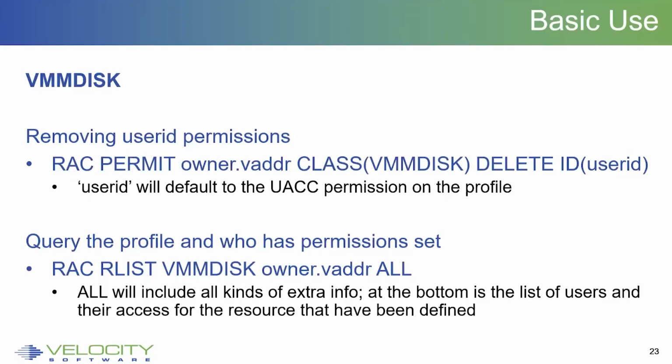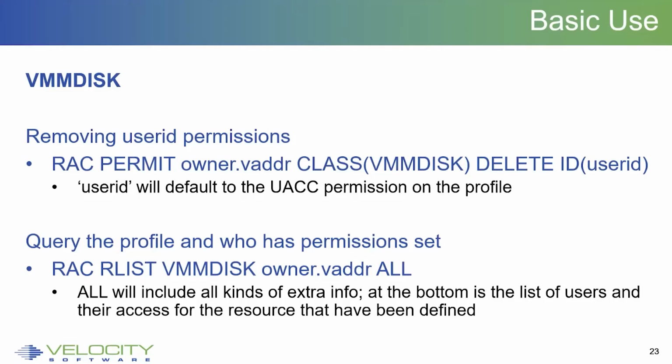Now removing permissions. Let's say somebody shouldn't be accessing that particular mini disk anymore, and you want them to default to the universal access. You would simply do another permit, but in this case, you will delete the ID from the permission. So it removes their specific permission from that profile for the resource.